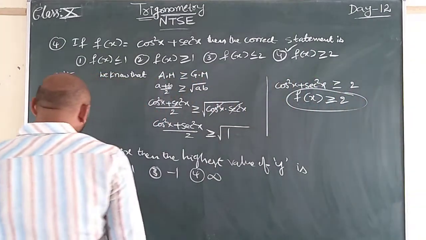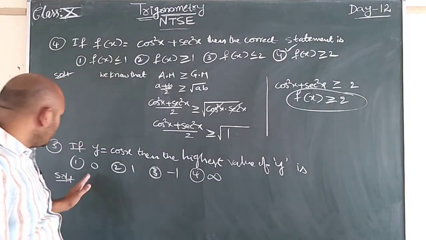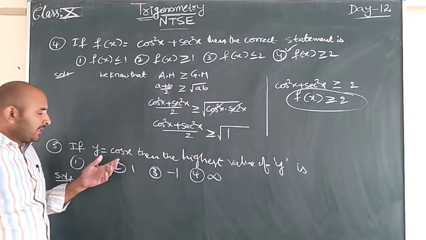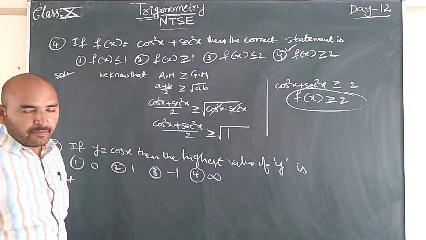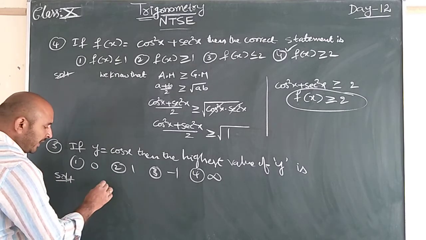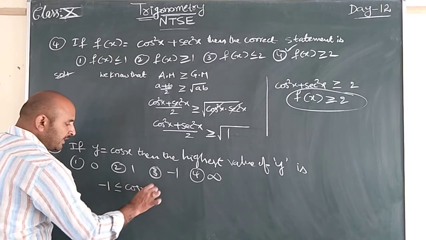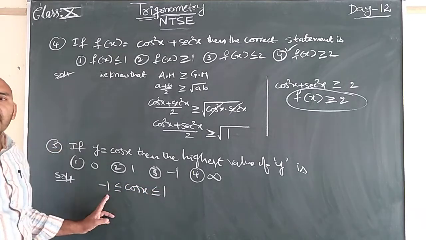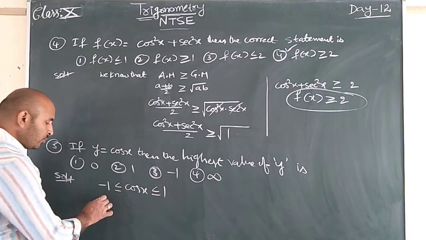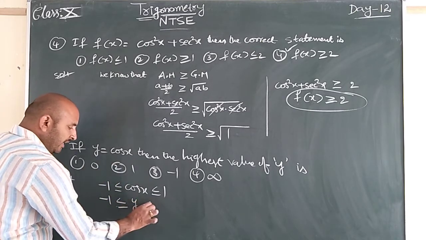Now question number 5. If y is equal to cos x, then the highest value of y is 0, 1, minus 1, or infinity. Remember, either the sine function or the cos function has its range within minus 1 less than or equal to cos x less than or equal to 1, in between minus 1 to 1 only. That means this is the minimum value, this is the maximum value. So y is less than or equal to 1.